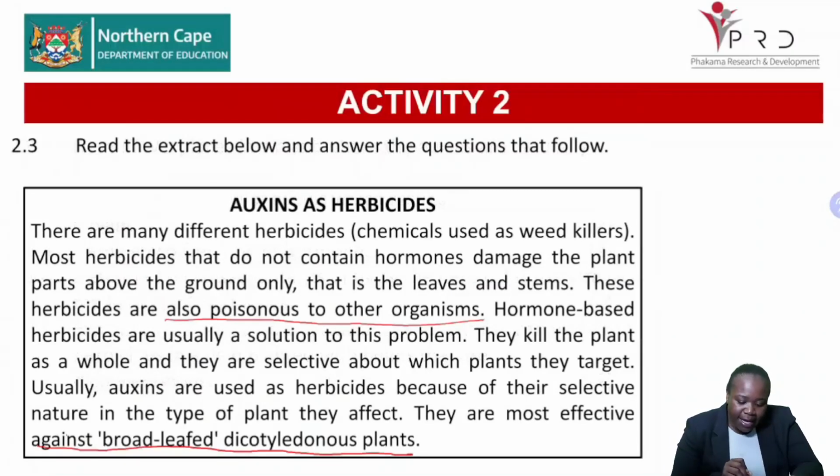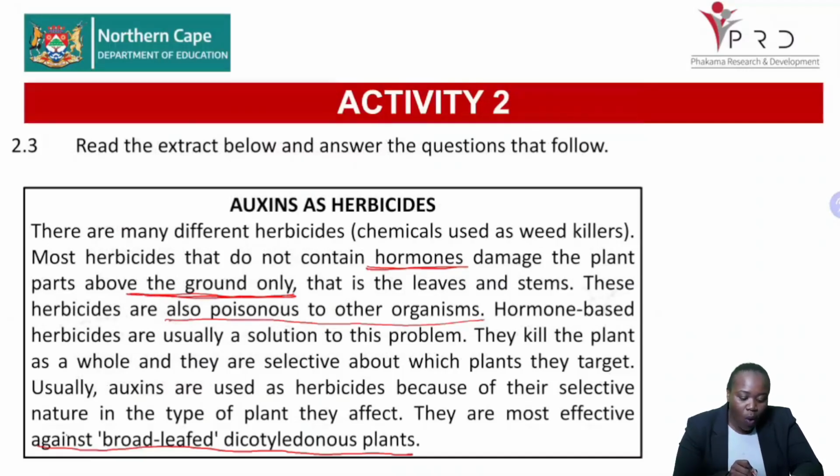Most herbicides that do not contain hormones, meaning that they are not hormone based, right? They damage the plant parts above the ground only. So it only affects the parts that are above the ground, which is the leaves and the stems only, meaning that the roots are not damaged. The plant can grow again. Instead of killing the whole plant, it only leaves the root, which allows it to grow again.